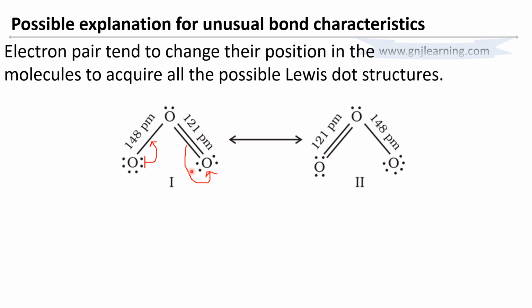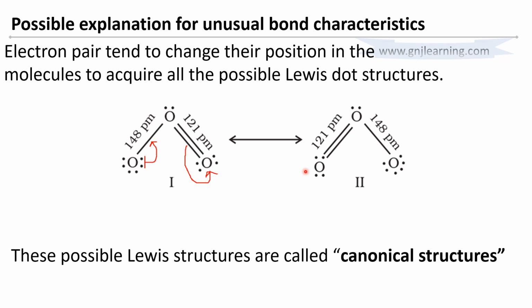Clear? So these structures are not actual structures. Why? Because electrons keep on moving. But we cannot draw a structure where electrons are always flowing, isn't it? So we represent it at a particular moment, maybe this might be the structure, but it is not real. So these possible Lewis dot structures are called canonical structures. These are not real structures. Clear? So electrons are constantly moving. So it does not have a real structure.